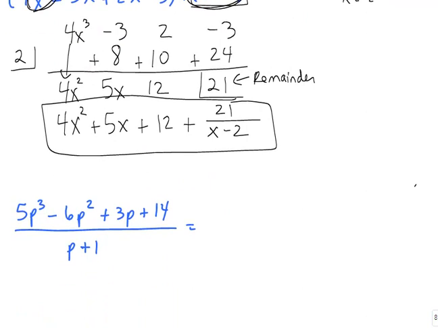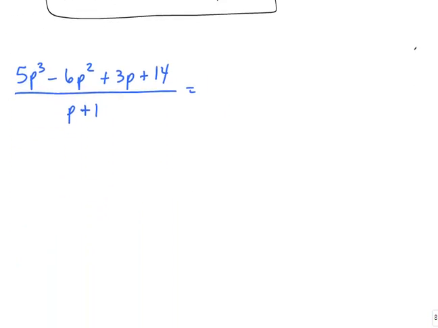So let's try another example. The key thing to remember here is that you only get to use synthetic division when you are dividing by a linear factor. So in this next example, because this is p to the first in the bottom, we get to use synthetic division. Remember that little number that goes in the box? That's going to be wherever this denominator would equal 0. So if I solve for p, this is going to be -1. So I'm going to put a -1 in the box.